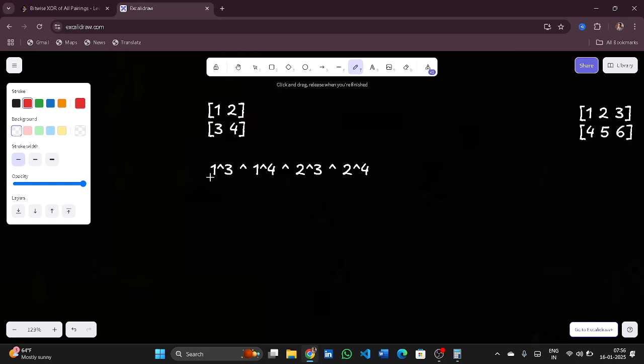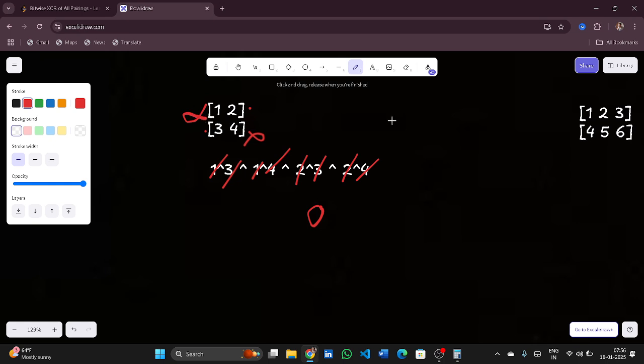If you see 1 here and 1 here, they will be cancelled out and become 0. 2 here and 2 here will be cancelled out. It will become 0. 3 here and 3 here will be cancelled out. 4 here and 4 here will be cancelled out, and our result is 0. Right? If nums1 is even, then nums2 is cancelled out. And if nums2 is even, then nums1 is cancelled out.